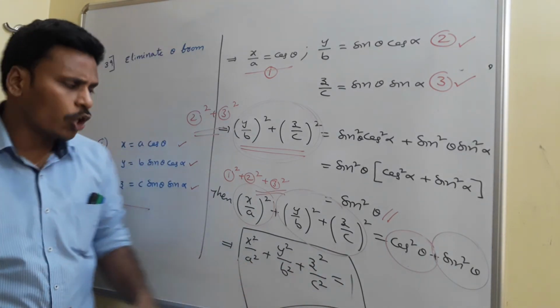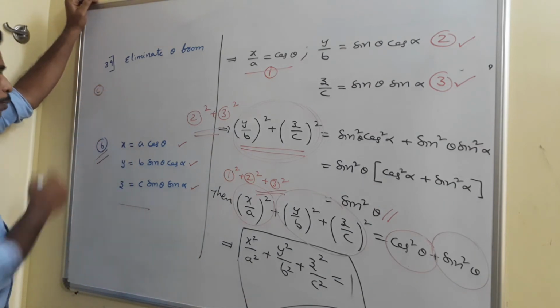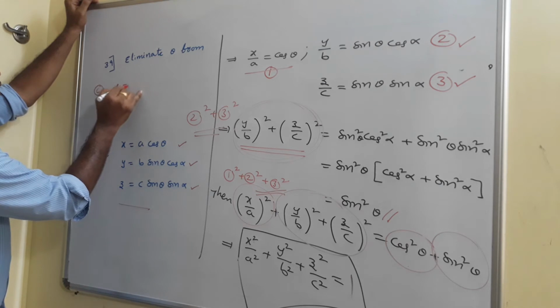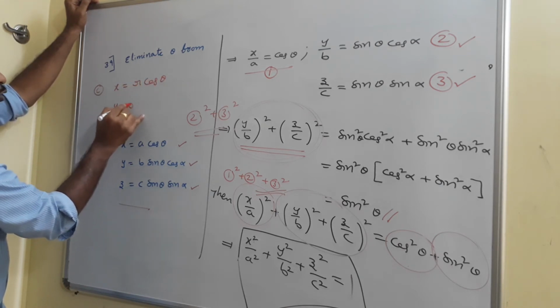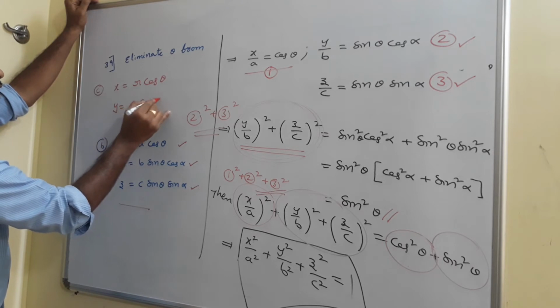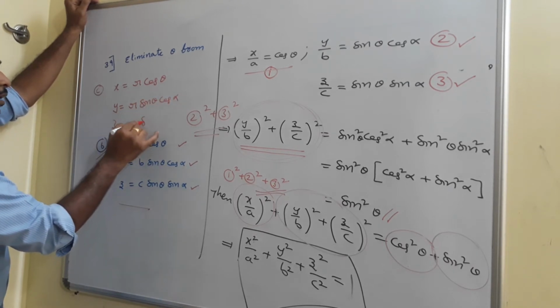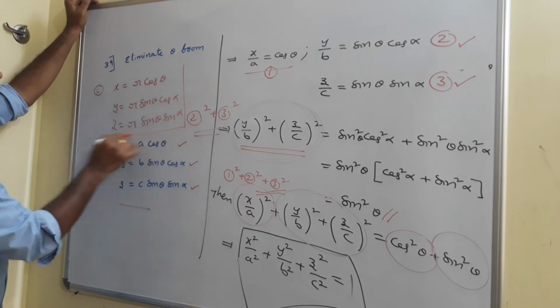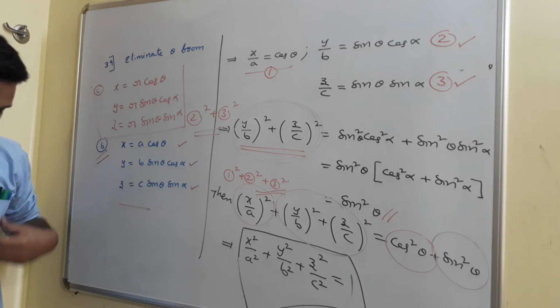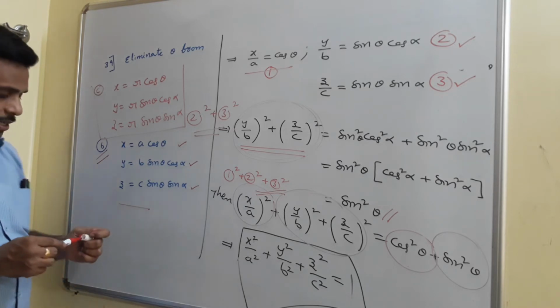Right? So similar to this, suppose that we have one more problem. See, the problem may be like this. X is equal to r cos theta. Y is equal to r sin theta cos alpha. And z is equal to r sin theta sin alpha. Just look at the problem I gave here. See, x is equal to r cos theta, y is equal to r sin theta cos alpha, z is equal to r sin theta sin alpha.